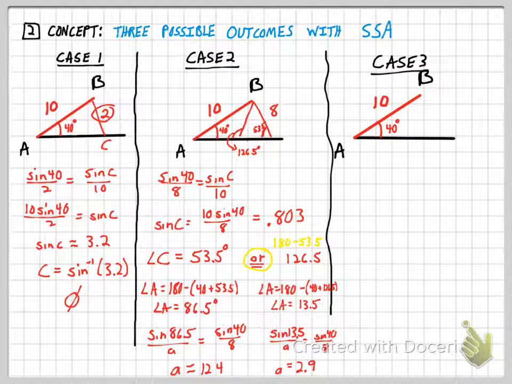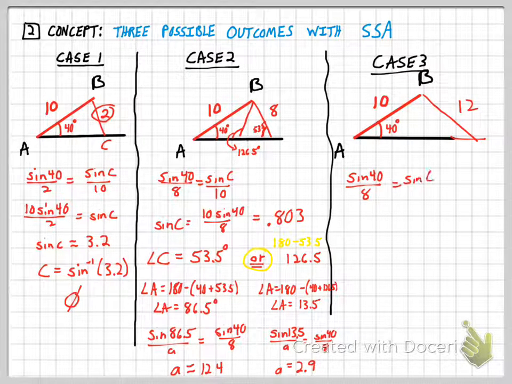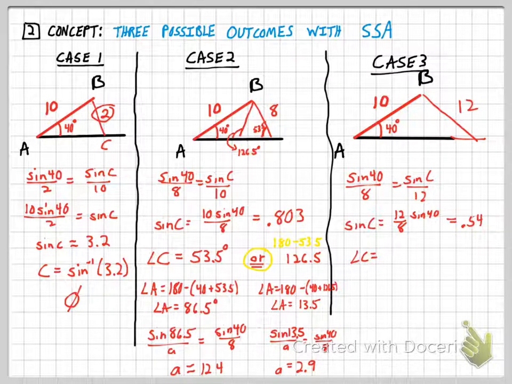Alright, let's look at case 3, which is a little bit easier. Let's pick a length like 12. So I'm going to pick 12 for my C. So I have sine 40 over 8 equals sine C over 12. Sine C is going to be 12/8 times the sine of 40, and in this case that turns out to be about 0.54. And angle C then is going to be the inverse sine of that, which is 32.4 degrees.